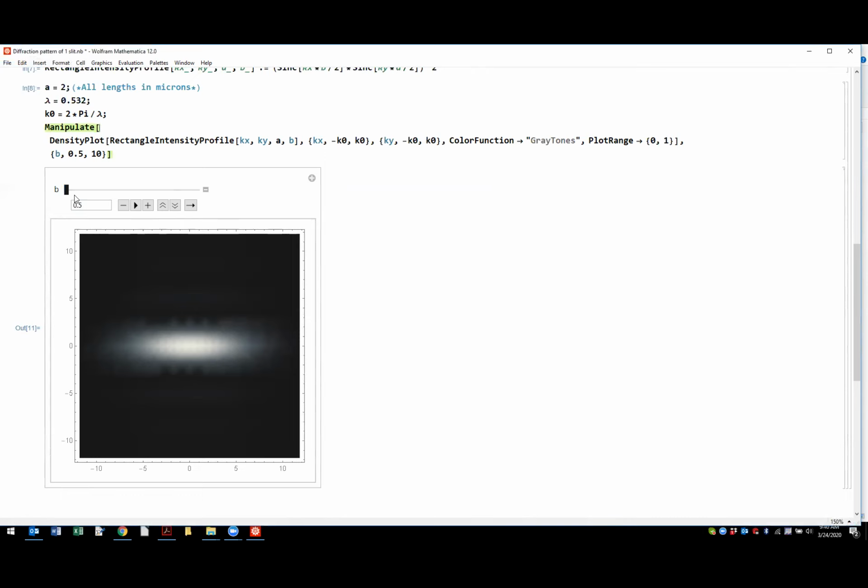Yeah, where would you use a rectangular aperture? So a place where people would use rectangular apertures is in something called spatial light modulators.